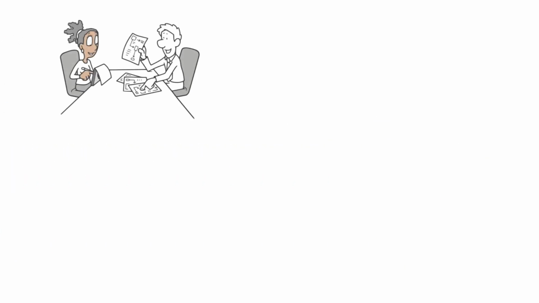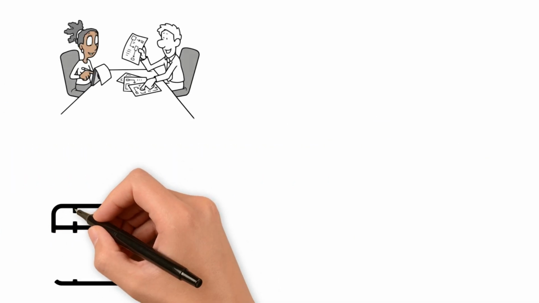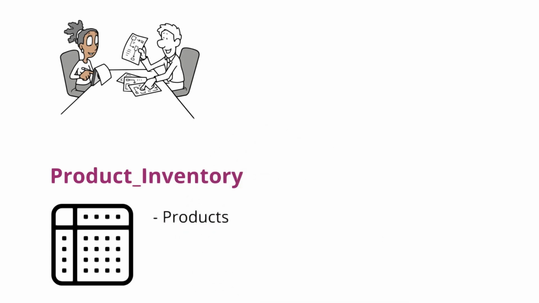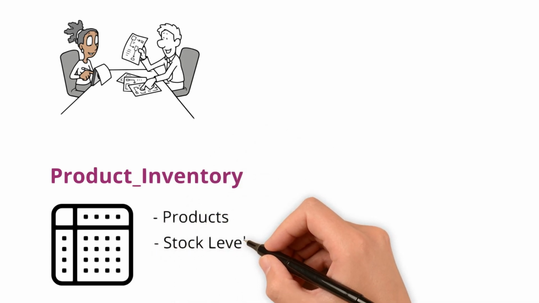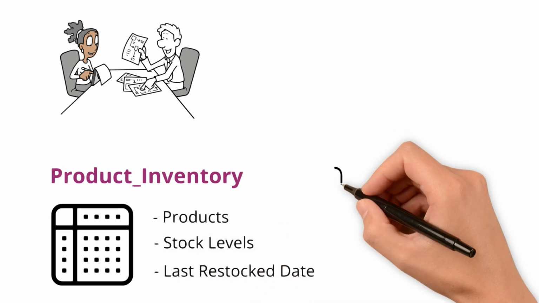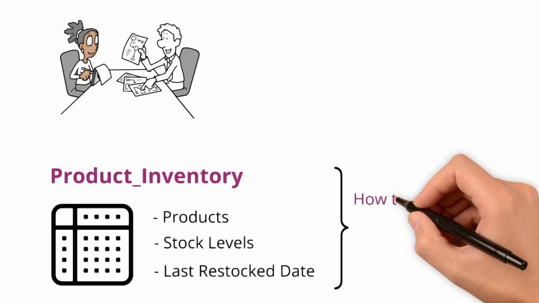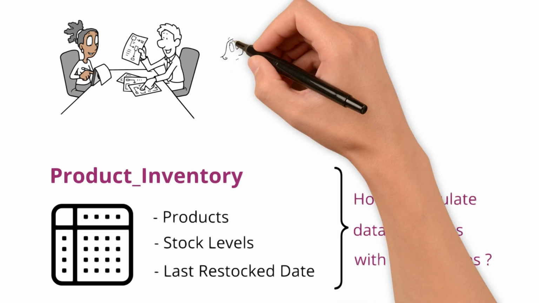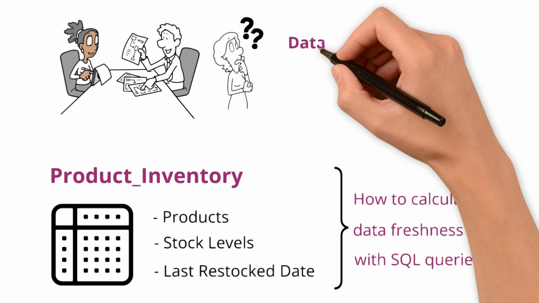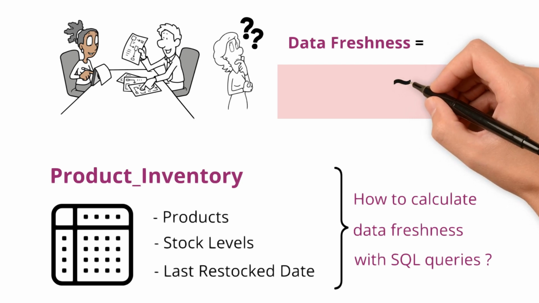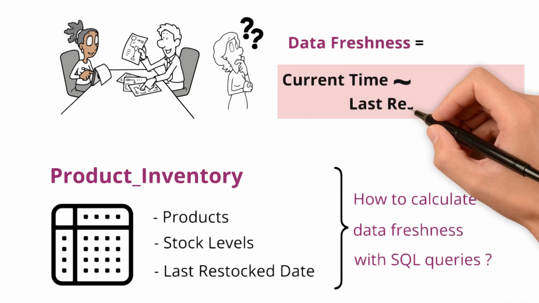To demo this concept, we'll be working with a table called product inventory. This table stores information about products, their stock levels, and the last time they were restocked. We'll use this dataset to show how to calculate data freshness with SQL queries. But how do you calculate data freshness on the dataset? Let's first define it. It's the time difference between the current time and last restocking time.